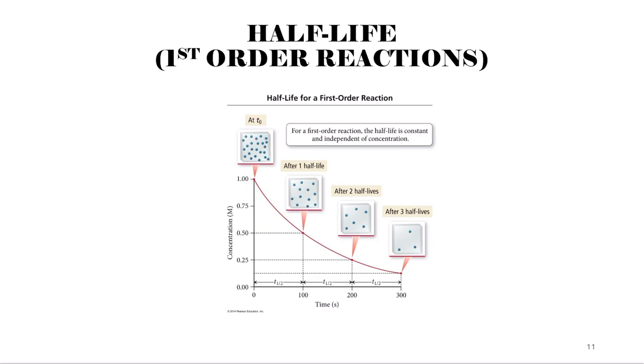That has to do with the shape of this plot of the concentration versus time, right? Because of the shape of the curve, even though the change in concentration is getting smaller, the time it takes to reach half that value stays the same. So for a first order reaction, it doesn't matter how much you start with, it's always going to have the same half-life.